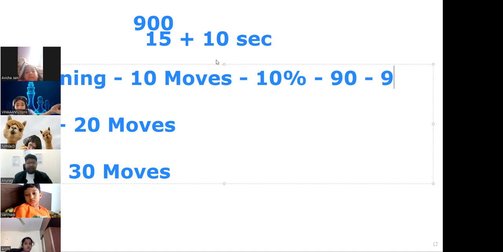But as soon as you press the clock, you get 10 seconds extra. So how much time do you have per move? That is 19 seconds per move. In the opening, no matter how simple the opening is, you have to spend those 19 seconds. Don't try to play fast, don't rush, and don't try to delay anything there.